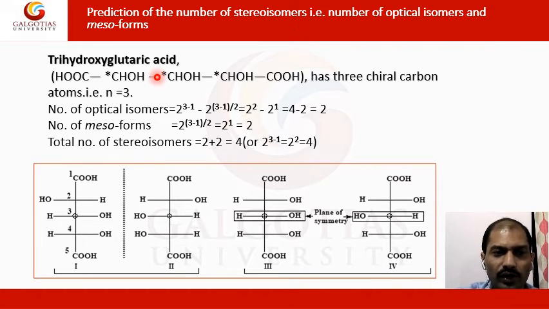We know the formula and the relationship to use for calculating optically active forms, optical isomers, meso forms and stereoisomers. Here there is an odd number of chiral carbon atoms in this molecule, when we took trihydroxyglutaric acid. For trihydroxyglutaric acid, this is the simplest formula by which you can represent it in a Fischer projection, as you can see here.